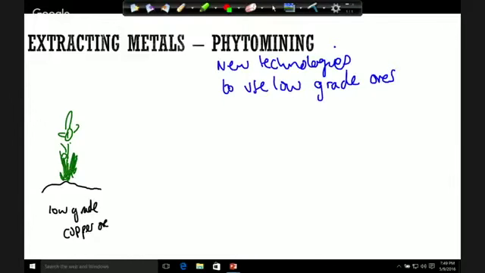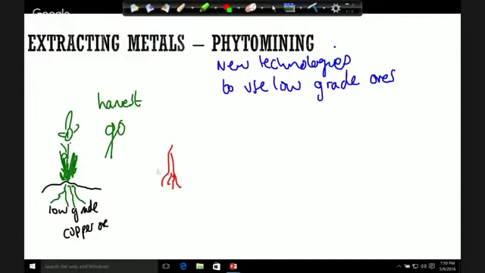And your plants would then absorb the copper through their roots. Okay, so the roots going down, the plants will absorb minerals, including copper, and then you would have the copper collecting in that plant. Now your next step would be to harvest the plants by chopping them down, and then you'd want to burn those plants.